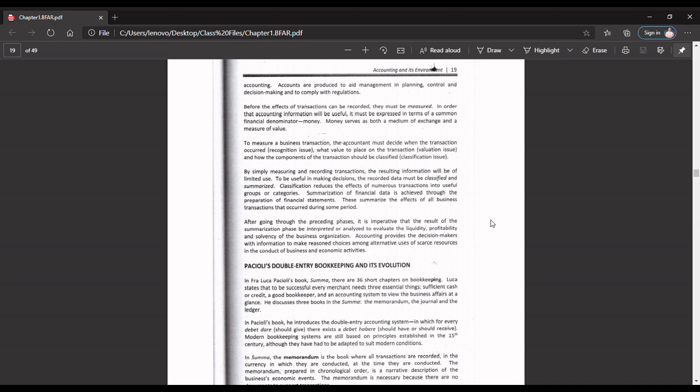We need to interpret and analyze it in order to evaluate the liquidity, profitability, and solvency of the business. All of these provide the decision makers with information to make reasoned choices among alternative uses of scarce resources in the conduct of business and economic activities.